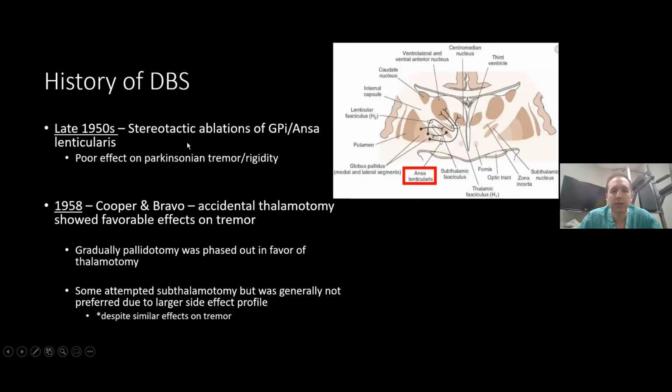So at this point, they started doing stereotactic ablations of the globus pallidus and the ansa lenticularis, but there wasn't good effect on the Parkinsonian tremor and rigidity. There was a case done by Cooper and Bravo with an accidental thalamotomy, which showed favorable effects. And then the pallidotomy eventually got replaced at this point by the thalamotomy. Some people had postulated that the subthalamus was a source of Parkinsonian symptoms, but they just couldn't get the kind of results they were looking for with ablations in that area. And if you look at the diagram, you can sort of see it's very complex circuitry. I'm not sure how, with the kind of imaging modalities at the time, you would be able to target that really accurately and consistently.